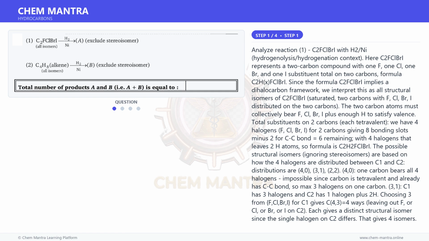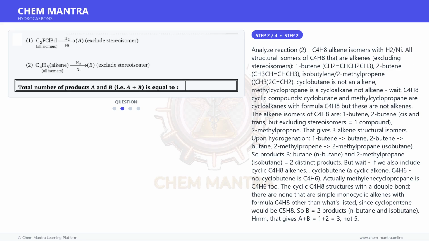Upon hydrogenation with H2Ne, all halogens are replaced. No, H2Ne does not typically remove halogens. This reaction replaces the C-X bonds. Actually, rereading, H2Ne can hydrogenolyze C-halogen bonds, replacing halogens with H. All halogens are removed, giving C2H6, ethane, as the only product regardless of which isomer. So A is equal to 1 product, ethane. Moving on to the next step.